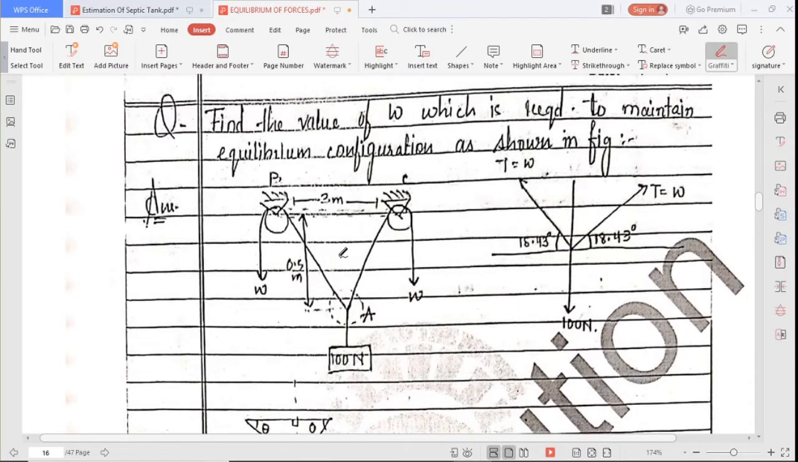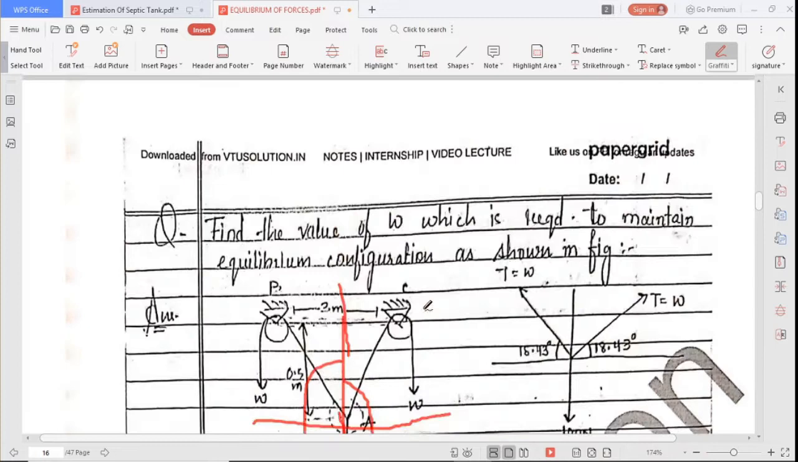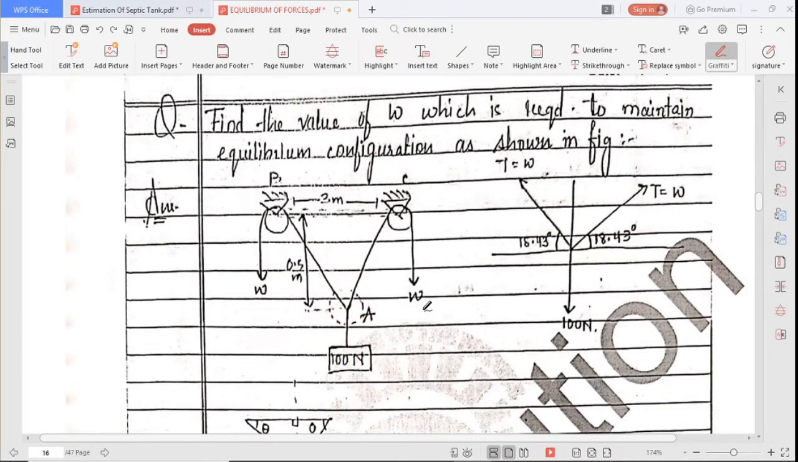Now here, find the value of W which is required to maintain the equilibrium configuration as shown in the figure. So same here also, take the FBD at A. So you have to find the angle. How will we find the angle? I'll show you. Wait. FBD at A. Okay. This is the T1. Let this one be T. Okay, W. T is equal to W.